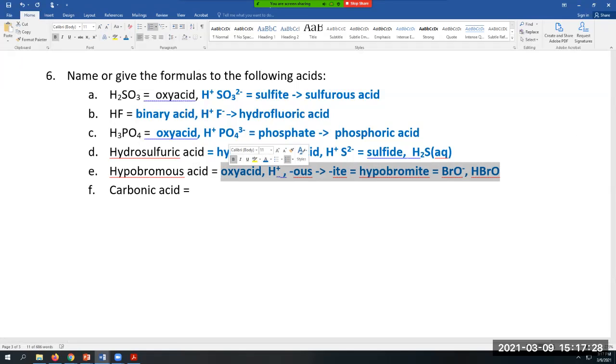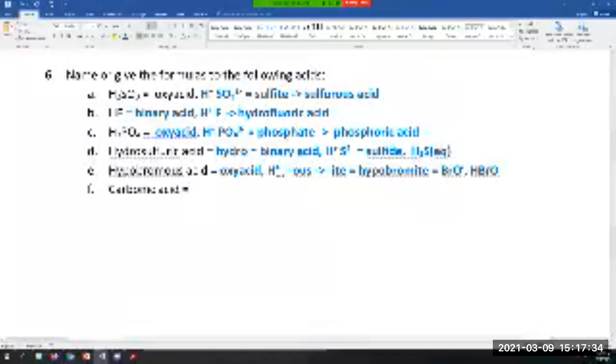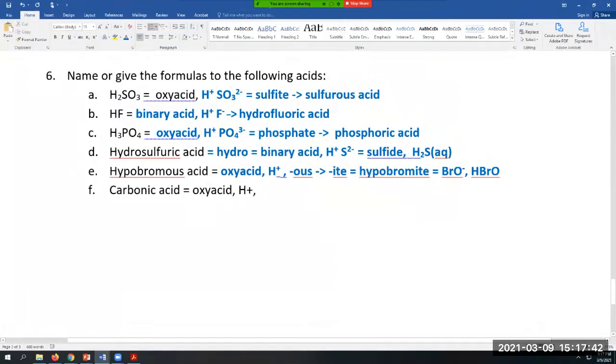And then finally, carbonic acid. So no hydro prefix, so that tells you you have an oxyacid here. An oxyacid means, again, you have H+ with a polyatomic ion. The ending ic here tells you that it's a polyatomic ion that ends in ate, right? Because whenever you use ic for the acid, it means you add a polyatomic ion ending in ate. So that means carbonic here comes from the carbonate.